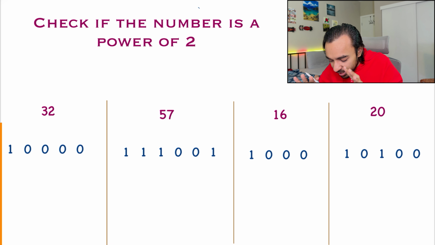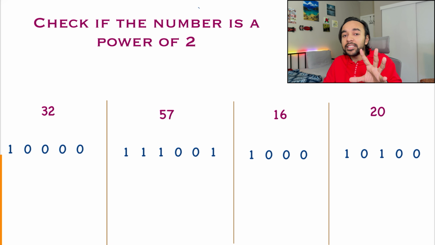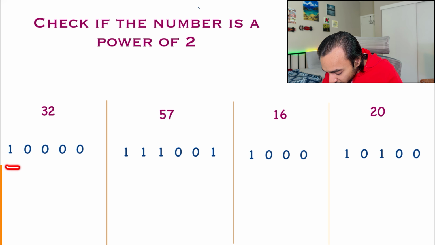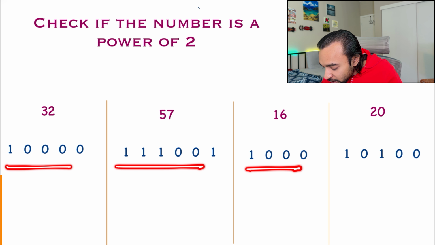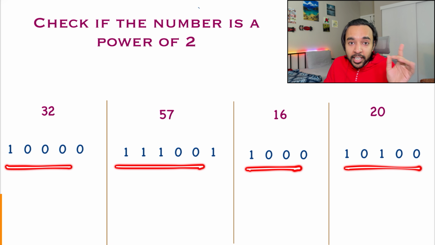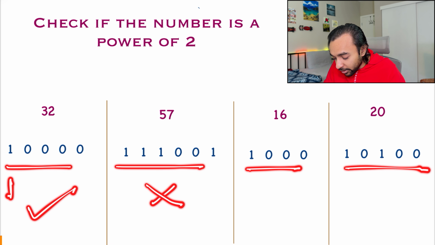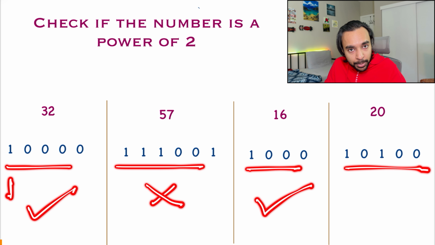So let us say I am given this particular problem statement. I am given some numbers and I have to tell if these numbers are powers of 2 or not. When you look at the binary representation of these numbers, without doing any sort of calculations, you can now easily tell if this number was a power of 2 or not. Notice, only one bit is set over here, so this should be a power of 2. Multiple bits are set over here, so this cannot be a power of 2. Once again, only one bit is set, so this is a power of 2.